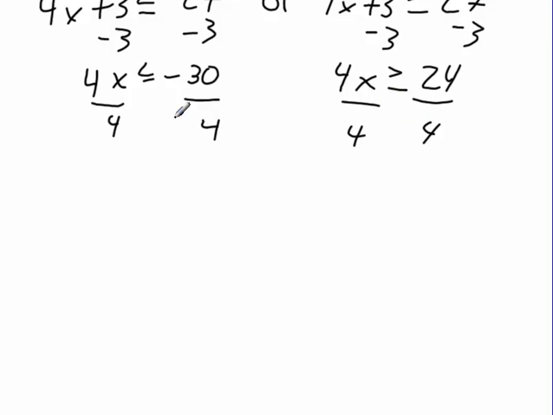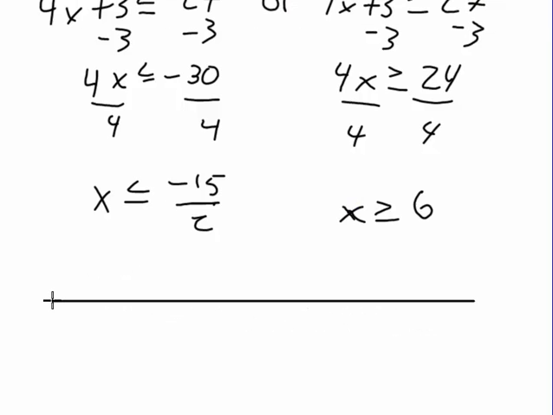Dividing by 4, now I have x is less than or equal to negative, well, 30 and 4 are both even, so they both divide by 2. Well, 30 divided by 2 gives me 15, and then 4 divided by 2 gives me 2. So I have x is less than or equal to negative 15 halves. Here, when my 4's cancel, I have x is greater than or equal to, and 24 divided by 4 we know to be 6. So now we want to describe those. Well, let's just take a look at what they would look like on a number line first. So we're going to provide our solution as a graph on a number line.